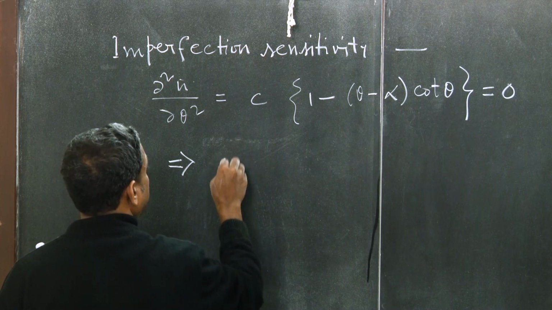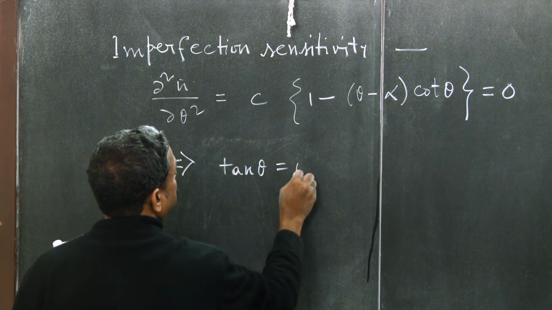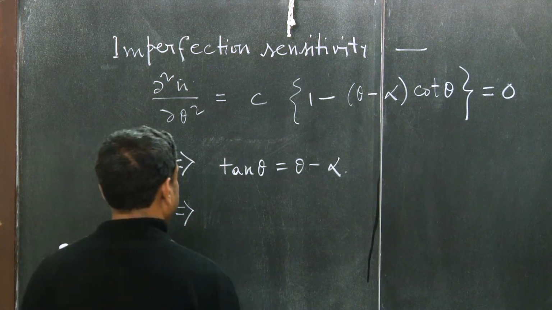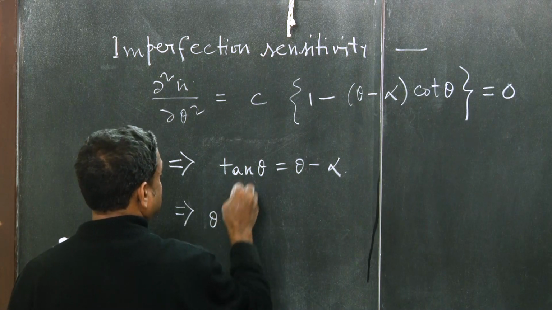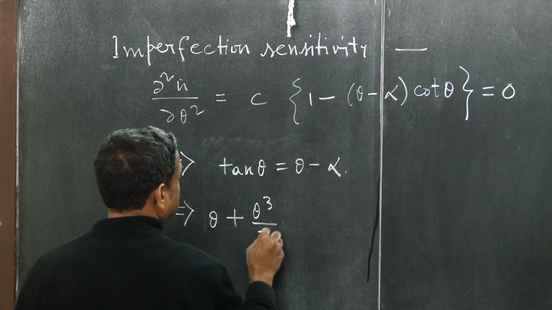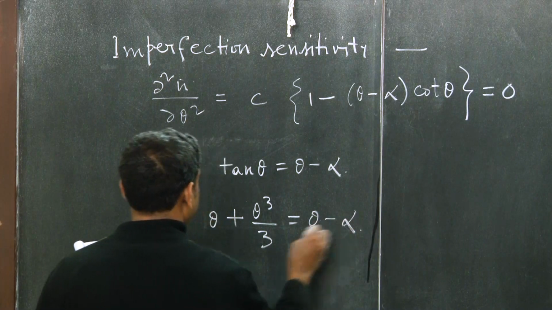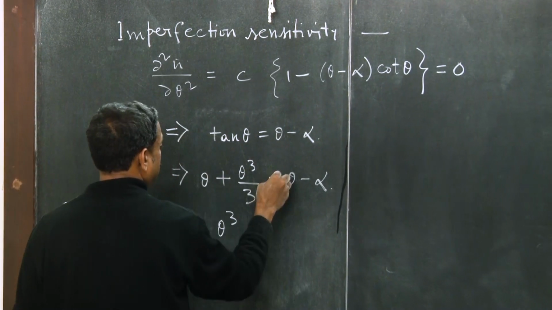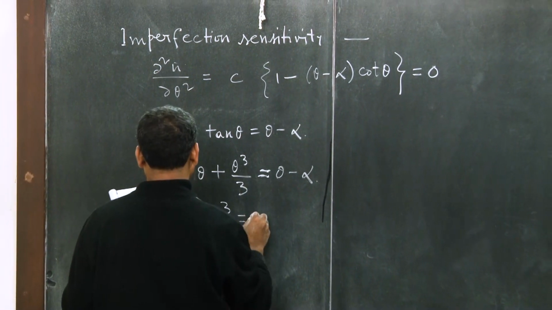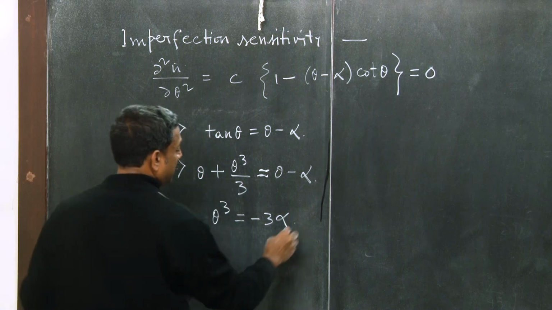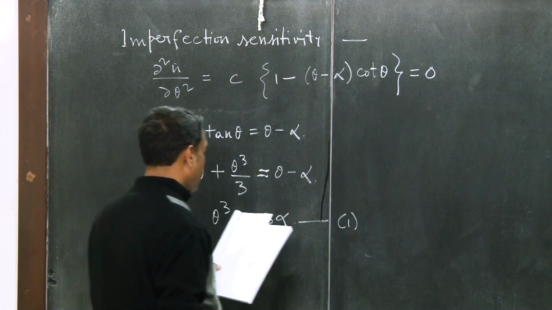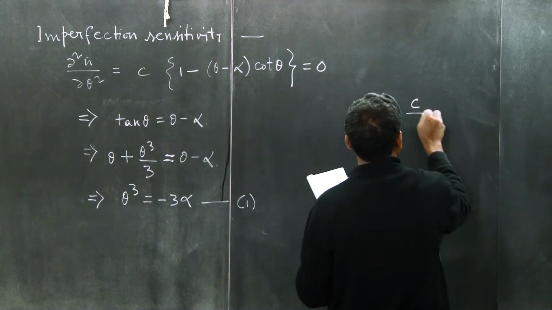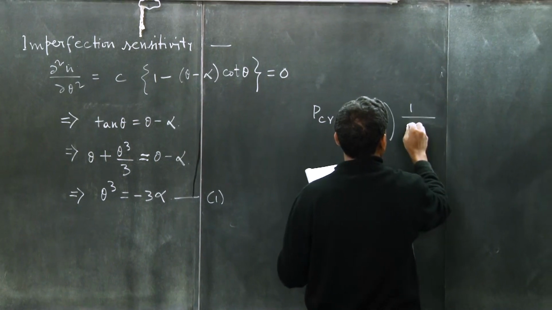So from here what you will get: tan theta is equal to theta minus alpha, and this is on the stability boundary. So I will just expand this tan theta as theta plus theta cubed over 3 equals theta minus alpha, and that means theta cubed is approximately minus 3 alpha. This is one equation, right? Now, you tell me, what was the critical load? The critical load was C by L, 1 minus cos theta, 1 by cos theta, right?